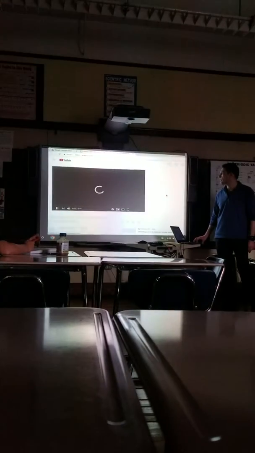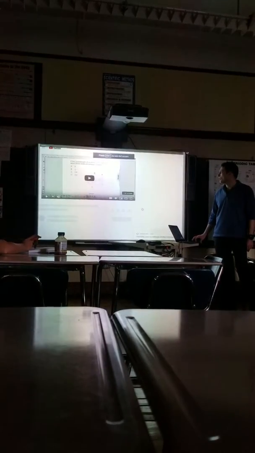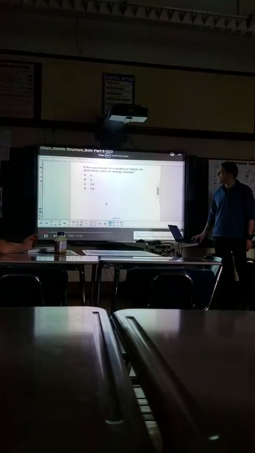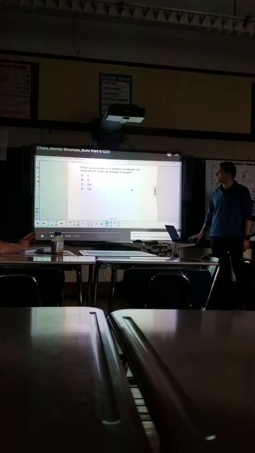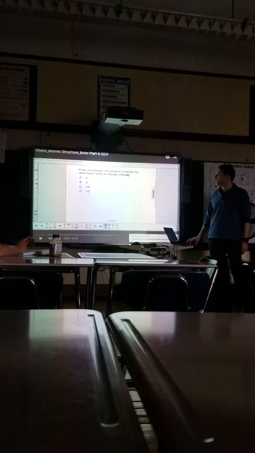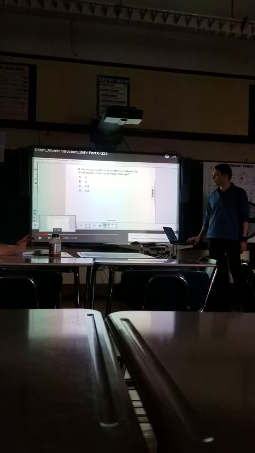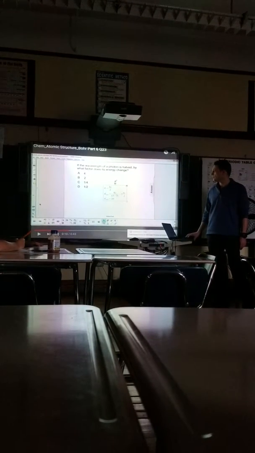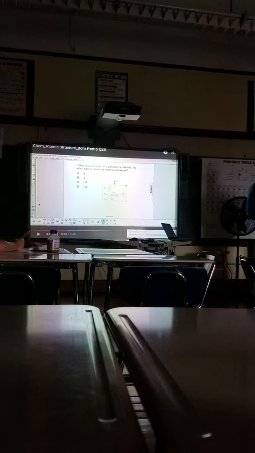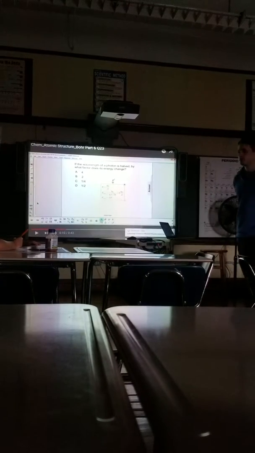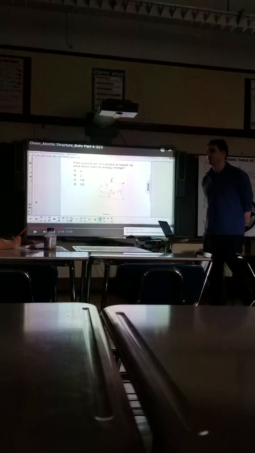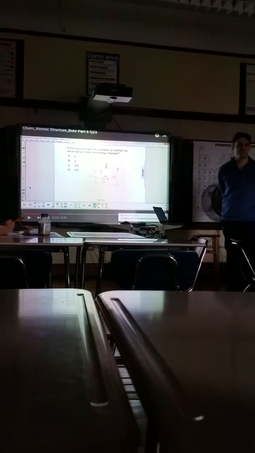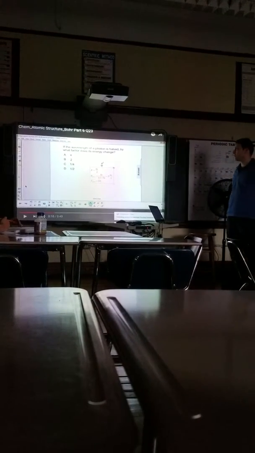Okay, this is the last question, and then we're making good time. If the wavelength of a photon is halved, by what factor does its energy change? I'm going to give you a clue by pulling this up. Try to figure it out. Work in your groups. What factor is it? I know this one's confusing, but when you really think about it, it's not.